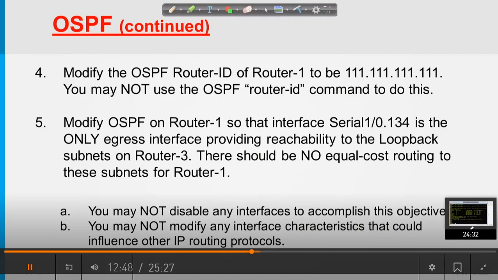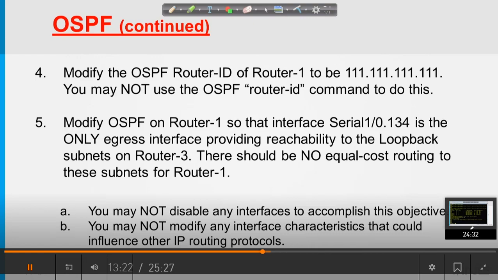Task number 4 here. Modify the OSPF router ID of Router 1 to be 111.111.111.111. You may not use the OSPF router ID command to do this. All right, so somebody tell me, what command or commands are we going to need to accomplish this task? Someone suggested maybe change the host name. No, not that easy.